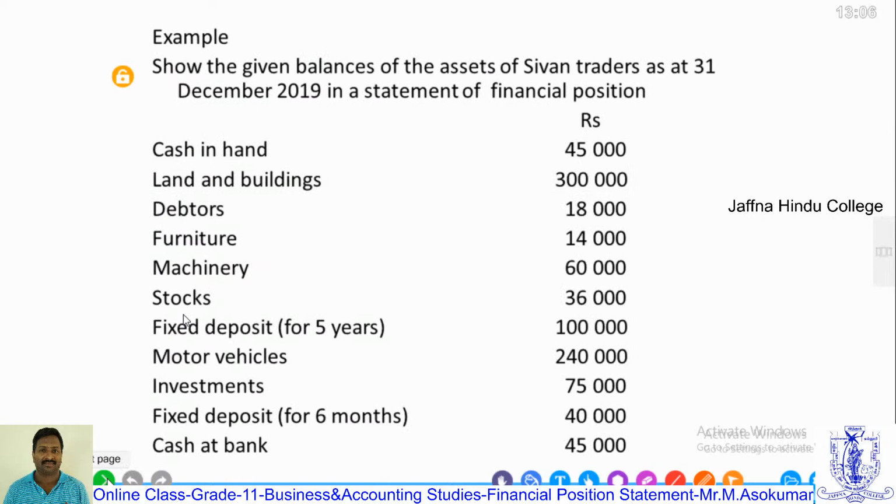You are given an example including some non-current and current assets. You are required to list them in the financial position statement according to their criteria. By criteria I mean all the assets are categorized and presented in the financial position statement under two headings, non-current assets and current assets, in liquidity order.